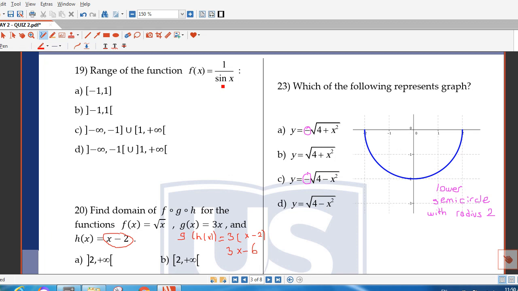Quiz 2, question 19. What is the range of 1 over sine if we take the reciprocal of the sine function? The 1 over sine will be something like this. So it will be out of the range of sine. I mean, the range is going to be from negative infinity to minus 1, from 1 to positive infinity, and minus 1 and plus 1 are included.